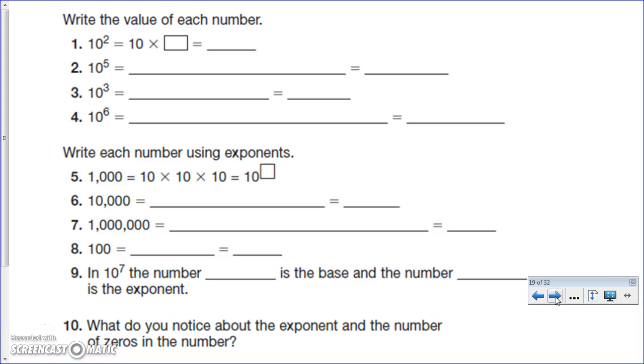Write the value of each number. So we have 10 squared, or 10 to the second power, so we're going to write 10 times 10 equals 100. For number 2, 10 to the fifth, we're going to multiply 5 tens together, so 10 times 10 times 10 times 10 times 10. And that's going to get us 100,000.